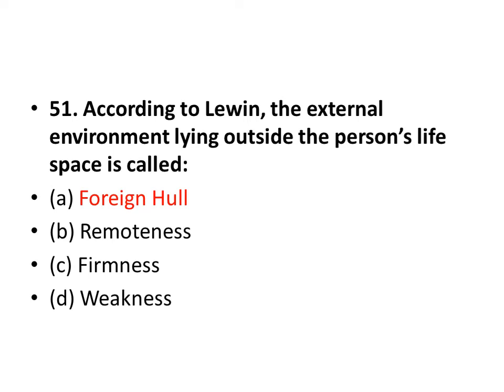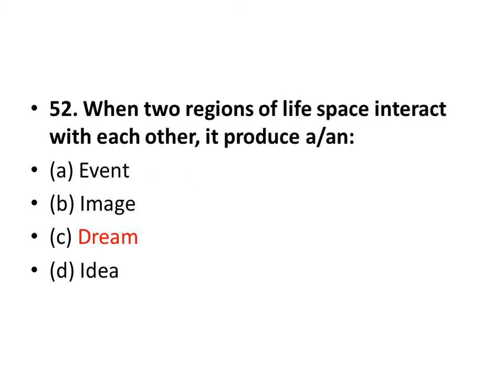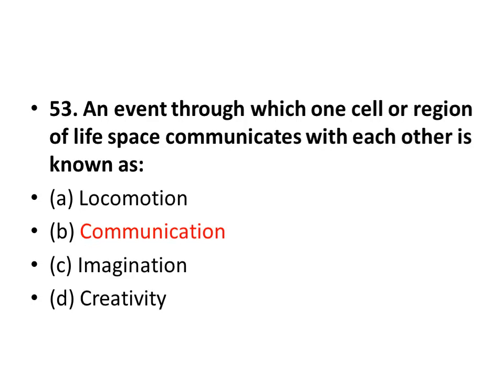According to Lewin, the external environment lying outside the person's life space is called the foreign hall. So what is the foreign hall? The foreign hall of the life space is composed of those aspects of a person, physical, social, environmental, which are observable not by the person himself, who considered his field theory to be topological psychology or vectorial psychology. So the answer will be E.